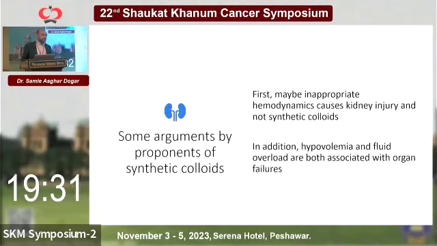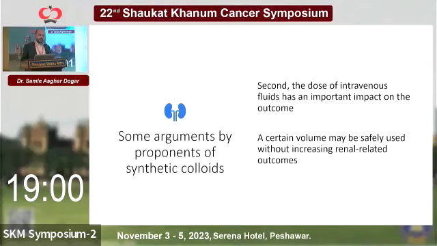So still, there are some diehard fans of these synthetic gelatins, and the arguments that they give are that maybe the impaired renal function is an outcome of impaired hemodynamics, and they think probably people who have impaired hemodynamics tend to get more colloids. So they think that probably hypovolemia or inherent fluid overload with colloid was associated with organ failures. They also say that the dose of intravenous fluids can have important impact on the outcome, and a certain volume may be safely used without increasing renal related outcomes.